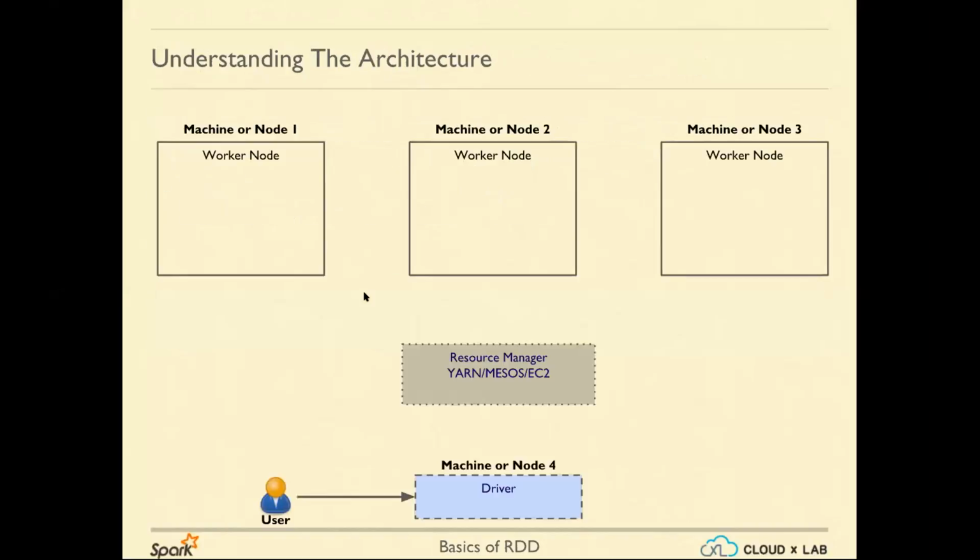Now what happens when we run Spark on the cluster? Right now we are running in the local mode. We'll run it in the cluster mode very soon. So the user talks to the driver, which talks to the resource manager. The resource manager could be either standalone, Mesos, Yarn, or a fake resource manager called the local resource manager. The local resource manager is what we are using right now.